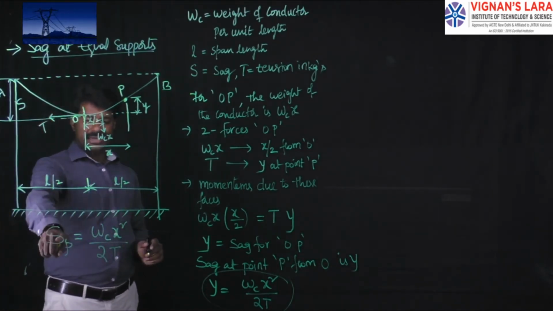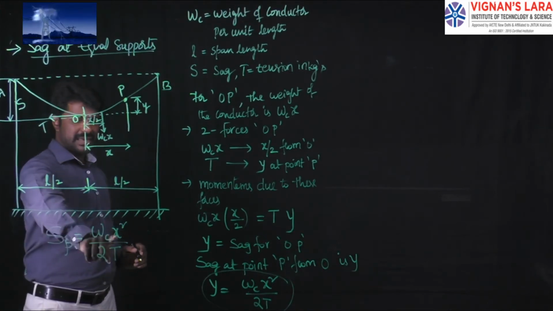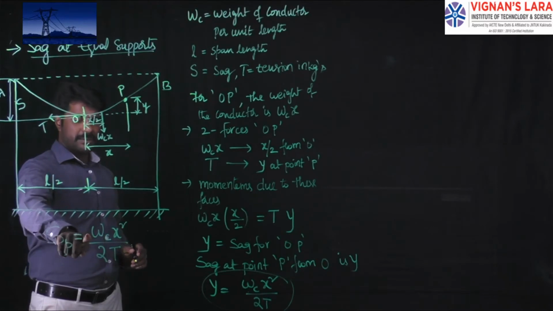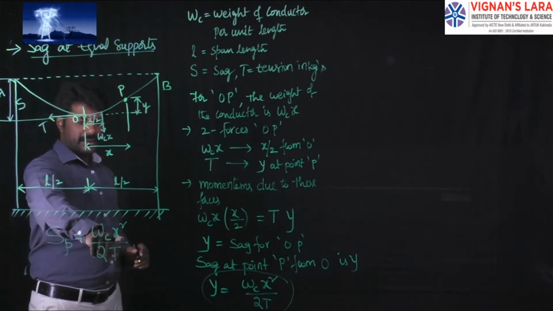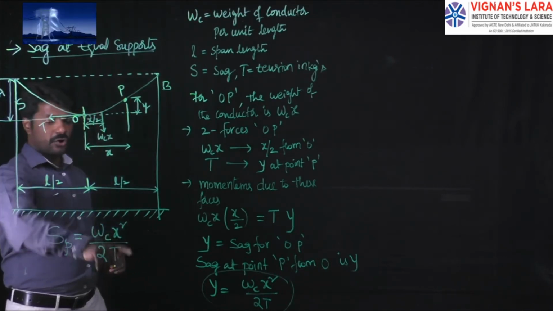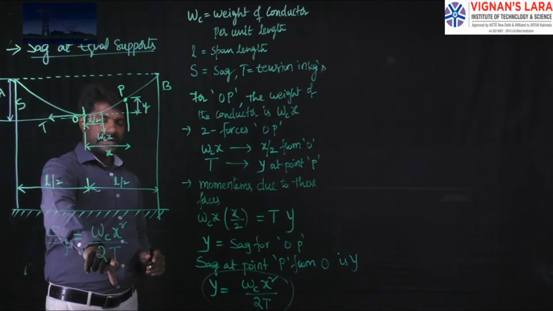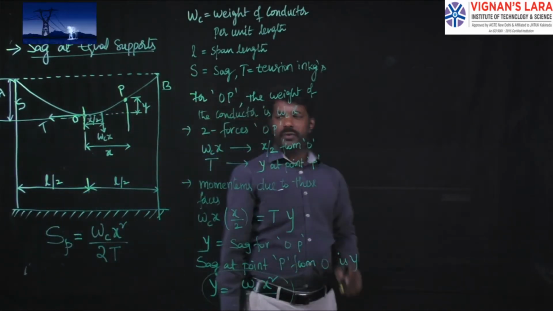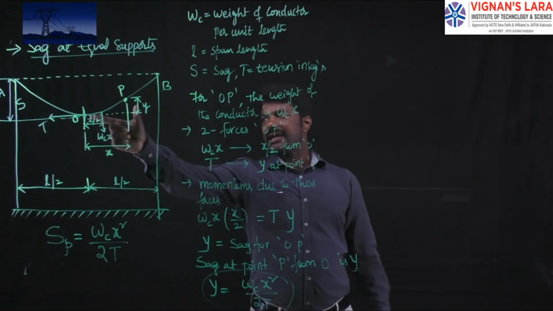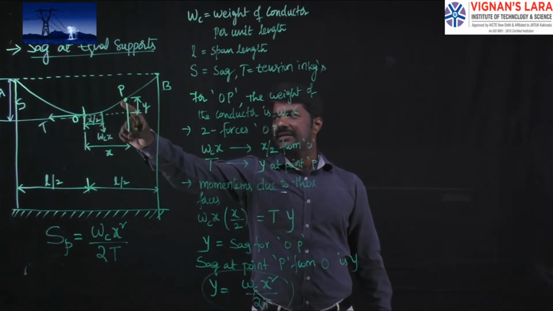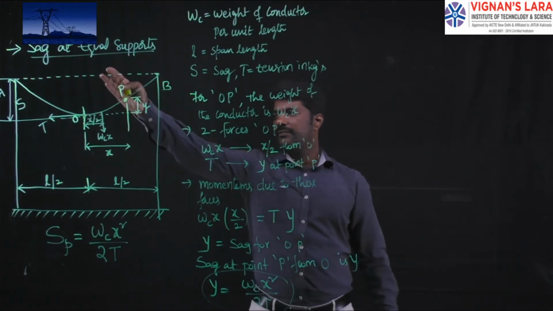So, sag at any point is given by WC X square by 2T, where WC is the weight of the conductor per unit length, X is the distance at which the point P is located from the origin, that is called O, and capital T is the tension that was acting upon the conductor. So, up to now we calculated the magnitude of the sag for this sectional portion length of OP, that is concentrated at point P with reference to O.